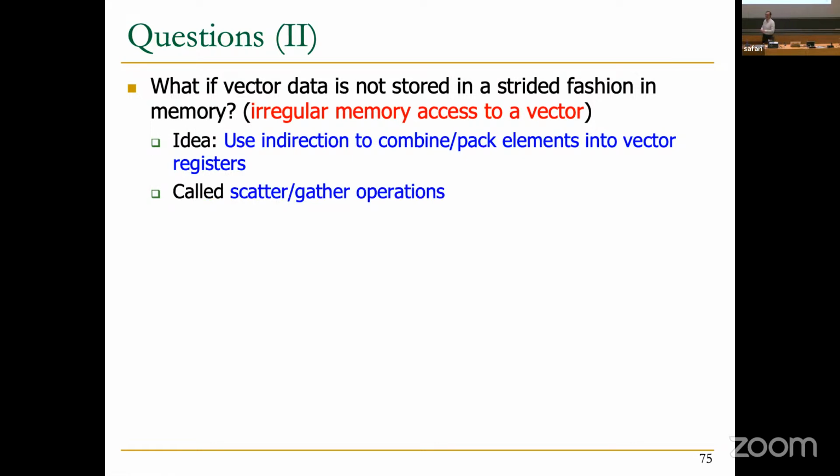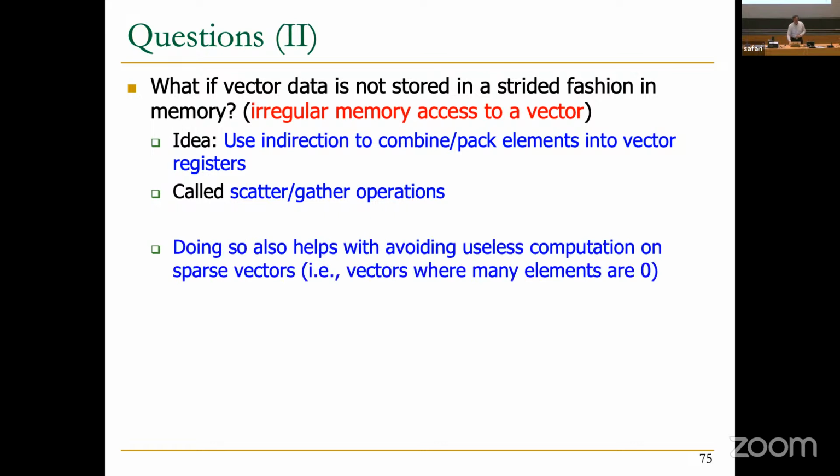They're very popular today because of sparse matrices especially, which are used in machine learning quite a bit. Doing this also helps with avoiding useless computation on sparse vectors. If you have a vector with 1 billion elements and only 3 of them are non-zero, it doesn't make sense to go through all billion elements and do operations on them, right? Assuming that 0 doesn't contribute to your computation, which is the case in most cases.